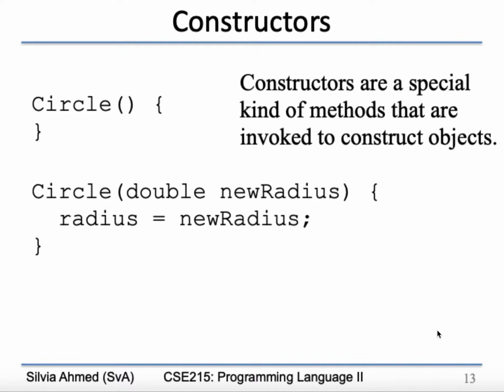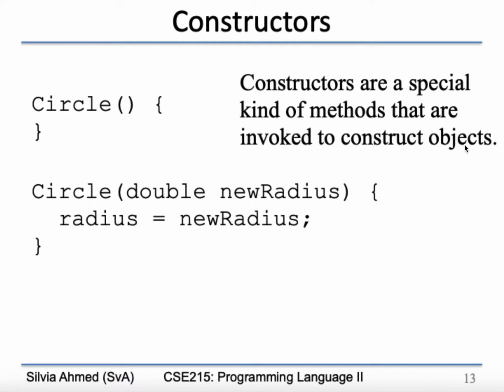We will now look at constructors. So constructors, as we have mentioned, are a special kind of method that is invoked or called to construct an object from the class description. A constructor ideally has two functionalities. Number one, it is used to create the actual object from the class description.